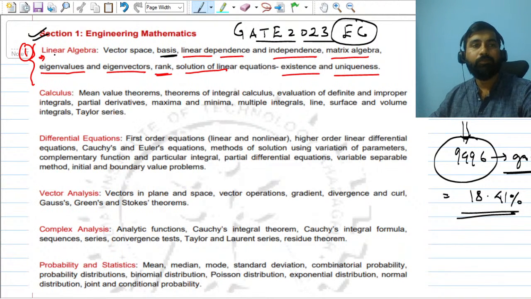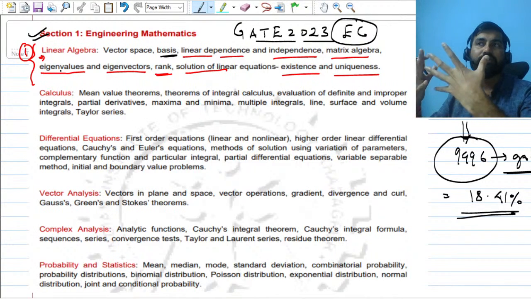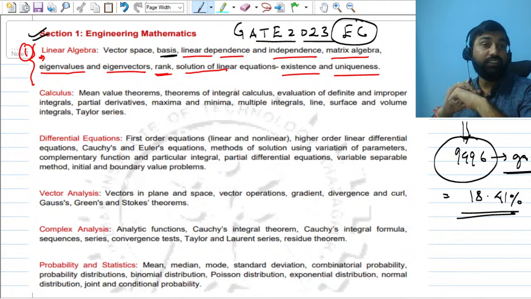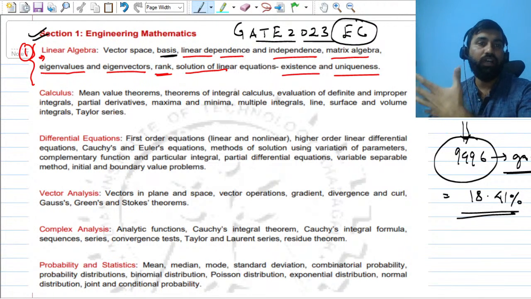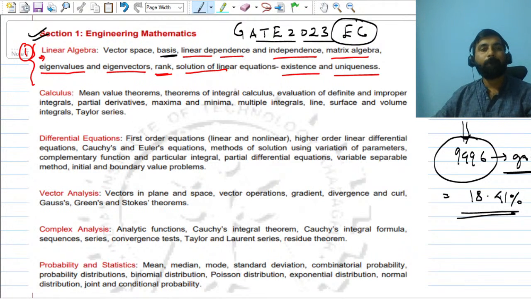So the very first topic which we will be talking about here is linear algebra, where we will talk about vector space, basis, linear independence, dependence, matrix algebra, eigenvalues, eigenvectors, rank, and solution of linear equations, existence, and uniqueness, right?